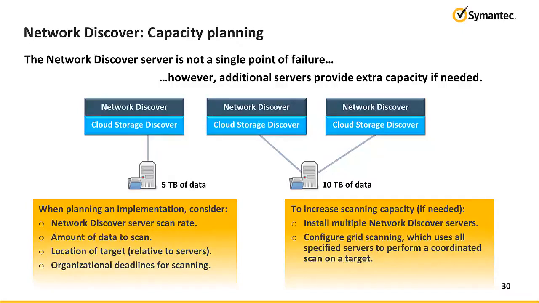Factors to consider include the observed Network Discover scan rate in the production environment, the number of cores per detection server, the amount of data to scan, the location of target repositories relative to the detection servers, and any organizational deadlines for scans, including any regulatory audit deadlines. It is recommended that detection servers be located as close to the target repositories as possible.